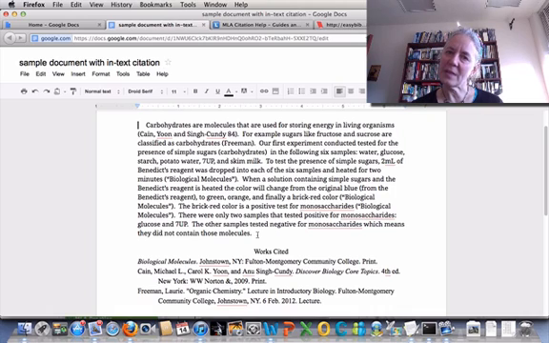If the first part of the sentence you got from a source and the second part is your interpretation. So what do we mean by an interpretation? Well, look at this last sentence here. It says, the other samples tested negative for monosaccharides, which means they did not contain those molecules. That's your interpretation of what happened on a test.